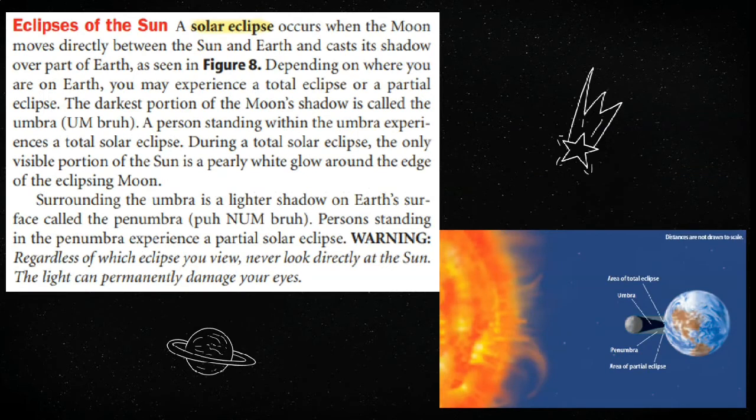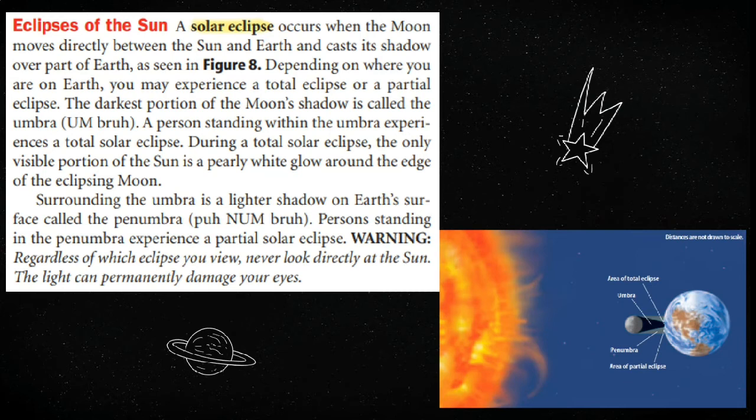Eclipses of the Sun. A solar eclipse occurs when the Moon moves directly between the Sun and Earth and casts its shadow over part of Earth, as seen in Figure 8. Depending on where you are on Earth, you may experience a total eclipse or a partial eclipse. The darkest portion of the Moon's shadow is called the umbra. A person standing within the umbra experiences a total solar eclipse.